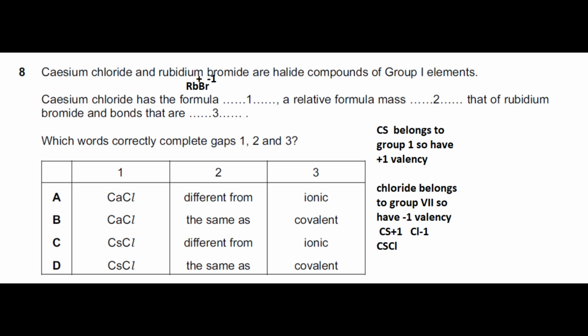Okay, the relative formula mass of both compounds should be different because they have different atomic masses. So Charlie is the option where the formula is correct. The middle column where they say different from is correct. And the last option where they are forming ionic compounds is the correct combination. So Charlie is the correct answer for this question.